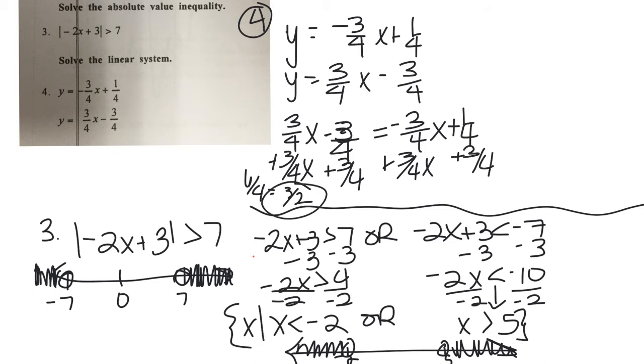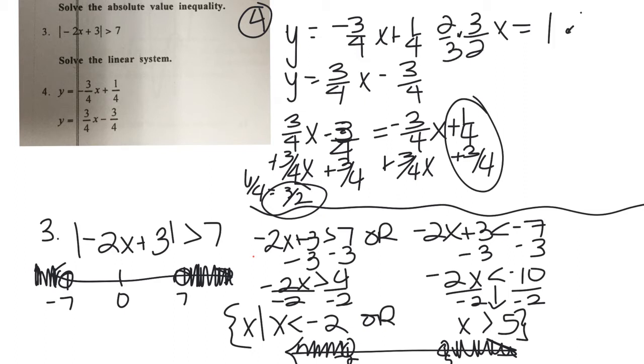So I get 3/2 x equals 1, because 1/4 plus 3/4 is equal to 1. Then I can multiply by my reciprocal 2/3. So x equals 2/3. And now another way to do that would be to multiply both equations by 4, and then you could eliminate the fraction. You'll end up with the same answer.